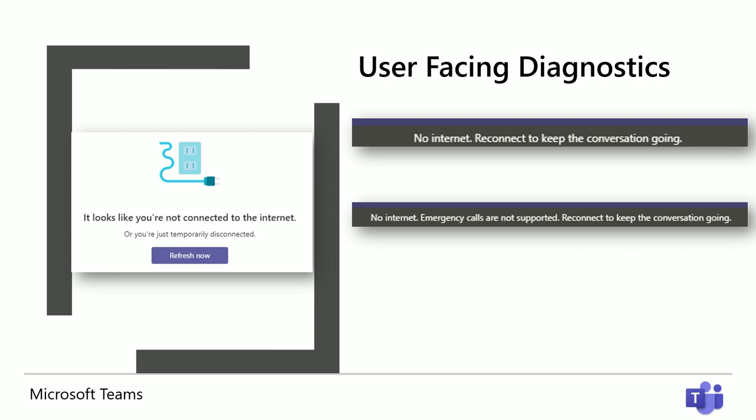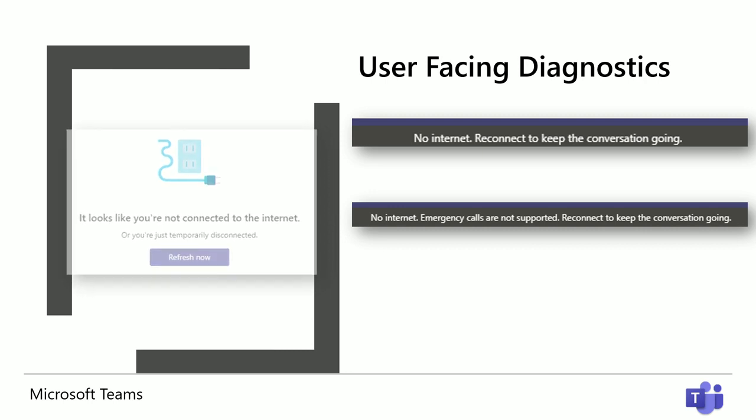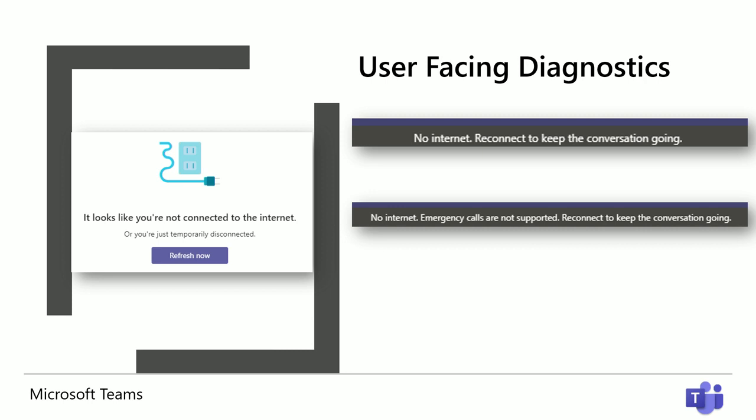That's PSTN calling, Public Switched Telephony Network. We will show now that emergency calls are not supported. That's very important, so they know their phone won't work for emergency calling if they don't have internet. And finally, if the internet connectivity has been down for several minutes, we'll show this unplugged icon with a refresh button that users can try to reestablish the connectivity with our services.